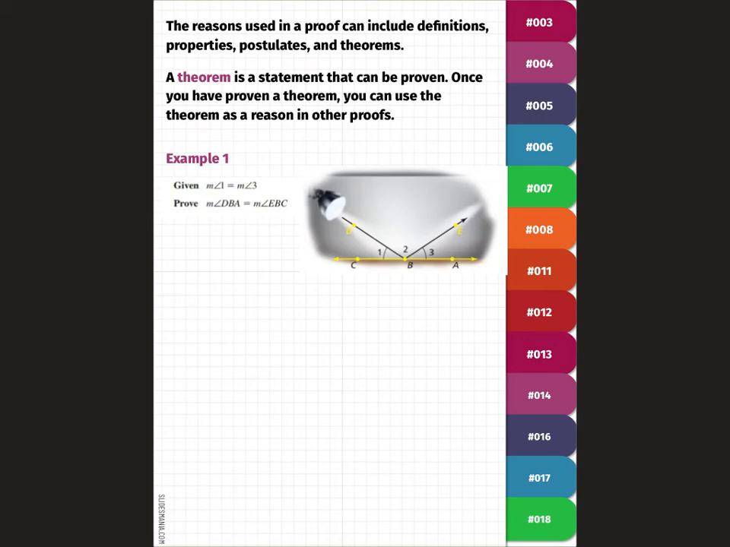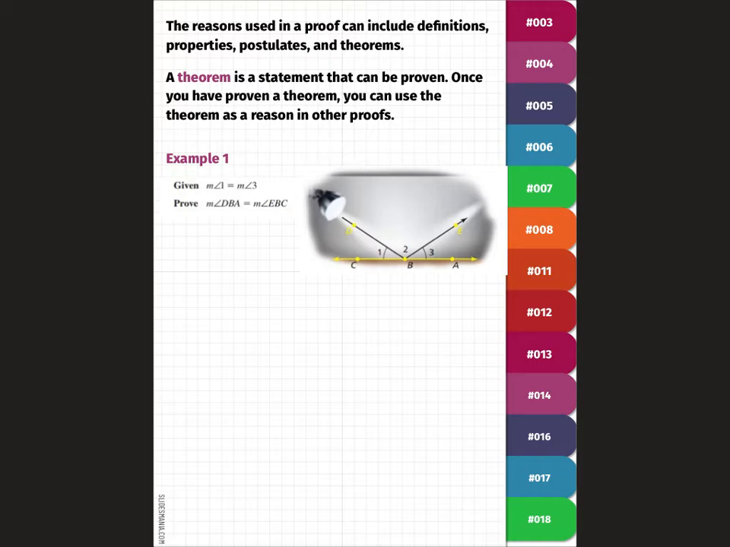Reasons used in a proof can include definitions, properties, postulates, and theorems. So we've talked about everything except for theorems. A theorem is a statement that can be proven. So once you've proven a theorem, then you can use that theorem for a reason in any proof. So let's write some proofs.